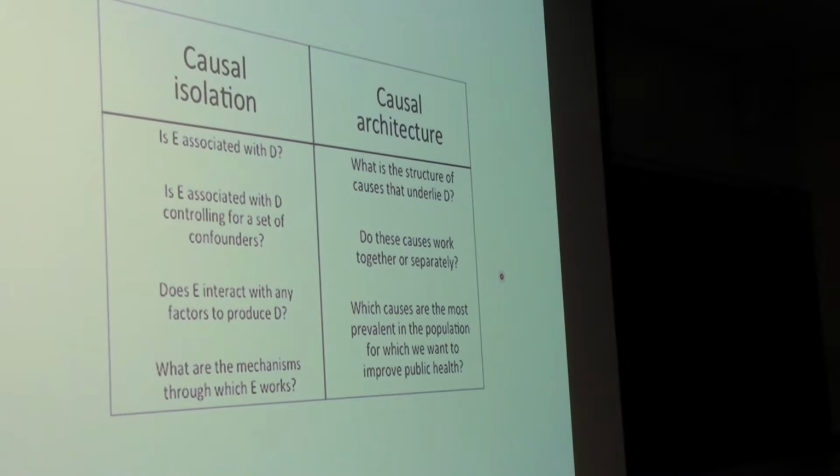And it's going to require, at least for the things that are upstream of E, that you know something about the structure of causes that underlie D. So here, I don't see it as either-or. I see it as a matter of emphasis. Is E associated with D controlling for a set of confounders? Straw man. Do these causes work together or separately? So in causal isolation, we're worried about bias. And in causal architecture, we're interested in studying interaction and effect measure modification. This is a crucial element of population health science, which we can talk about. There are different views in our field about how interested we should be in interactions and in effect measure modification.